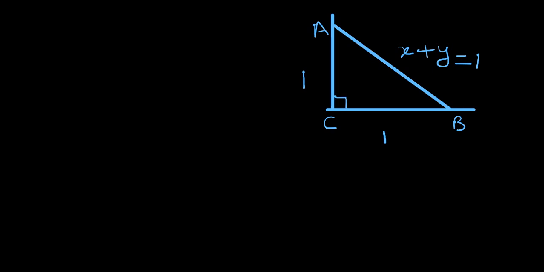If we go through the conventional geometry method, then the area of this right angle triangle is nothing but half into base CB 1 into height AC 1. So this is equal to just half unit. This is quite simple because there is no curve concept. Now we will apply the same curve concept here, and we will find it out through the calculus method.